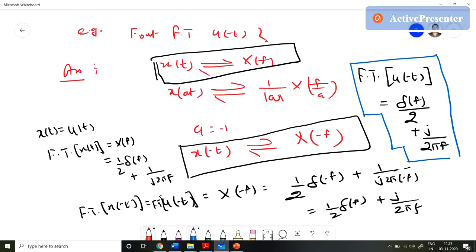So the Fourier transform of u minus t is equal to del f divided by 2 plus j divided by 2 pi f.